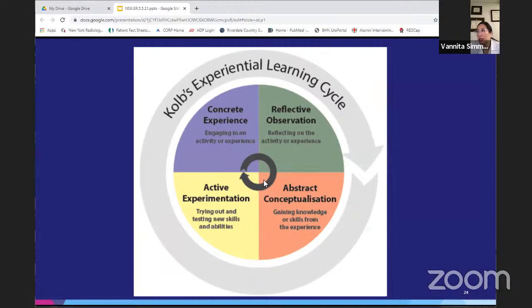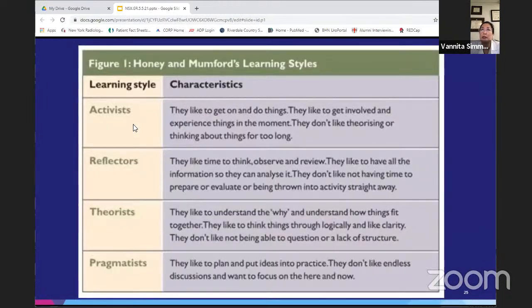So his theory is that we constantly cycle through these four moments. In 1986, Peter Honey and Alan Mumford built upon Kolb's learning cycle and created types of learning styles. And we can discuss each of these.